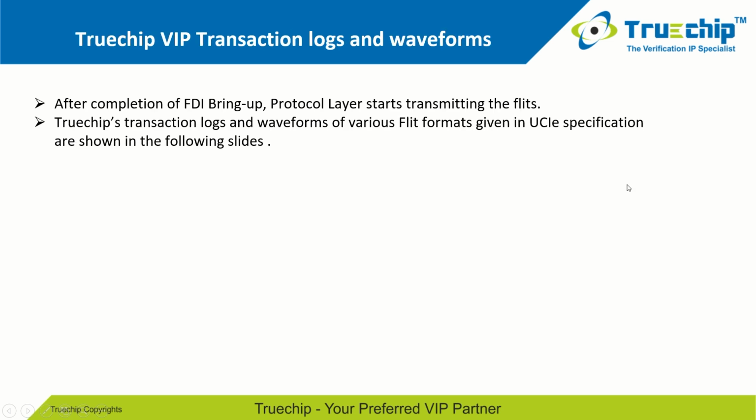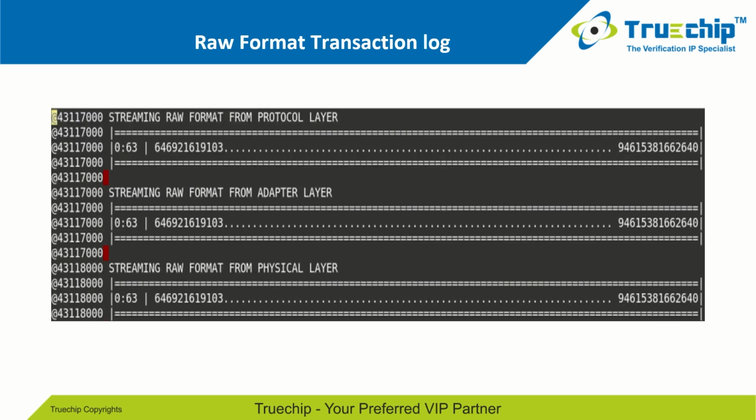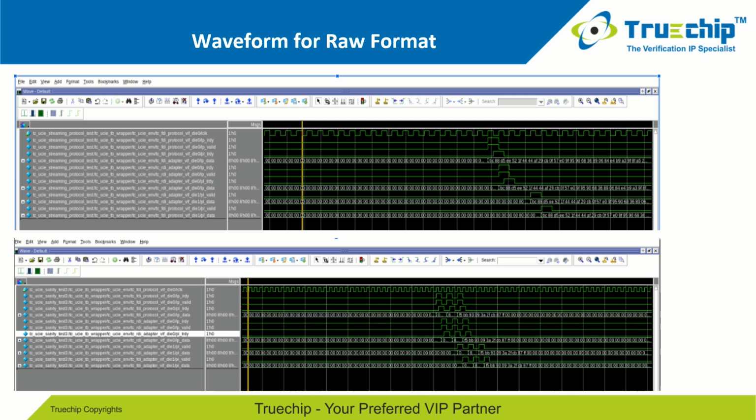Now the TrueChip VIP transaction logs and waveforms. After the completion of FDI bring-up, the protocol layer starts transmitting the flits. Here are TrueChip's transaction logs and waveforms of the various flit formats. Let's have a look at these formats and transaction logs. These are the raw format transaction log and the waveform for the raw format.